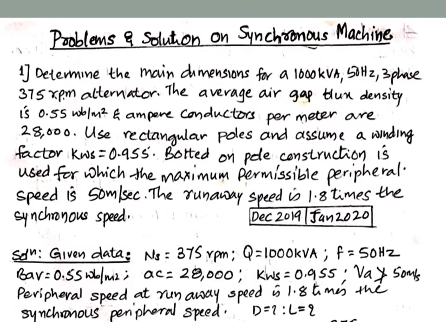Okay, NS is given 375 rpm, Q 1000 kVA, F 50 Hz, B average 0.55 Weber per meter square, AC 28,000, kWs 0.955. Peripheral speed should not exceed 50 meter per second. Peripheral speed at runaway speed is 1.8 times the synchronous speed. Runaway speed is whenever load is thrown off, what is the maximum speed it achieves? So D and L we have to calculate.